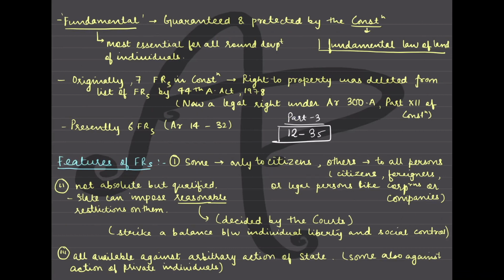First, as I have told you, some of them are available only to the citizens and others are available to all the persons. Now you do not have to worry. In the next video, I have given a categorization section, and there we'll see the examples, which articles are under this. Right now just understand them as a feature, ठीक है, that some of the fundamental rights are given only to the citizens, some are given to all the persons. All the persons means citizens also, foreigners also, legal persons also, like corporations, companies, etc. ठीक है, this is one.